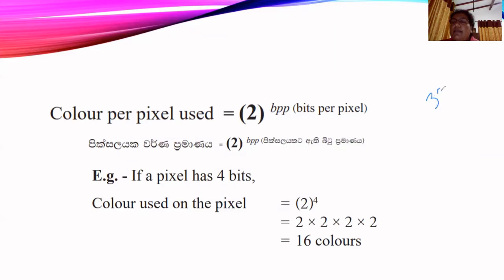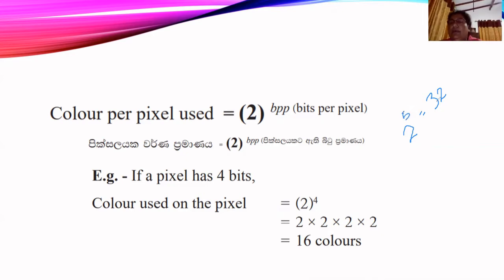If there are 32 colors, how many bits are inside that pixel? 2 to the power? If there are 32 colors in a pixel, how many bits? 6 bits? 6 or 5? Sorry, miss, 5. Yes, it should be 5. The number of bits equals 5, right?